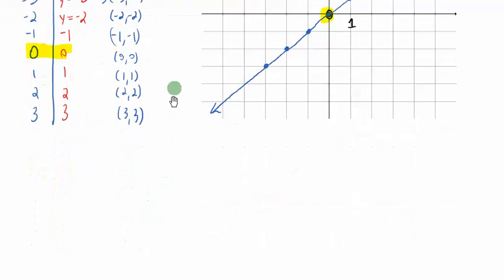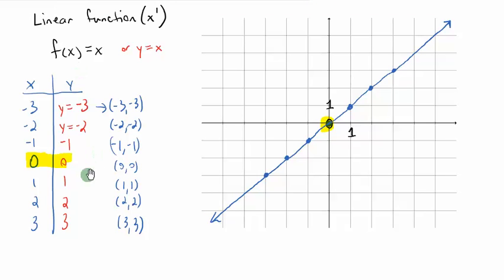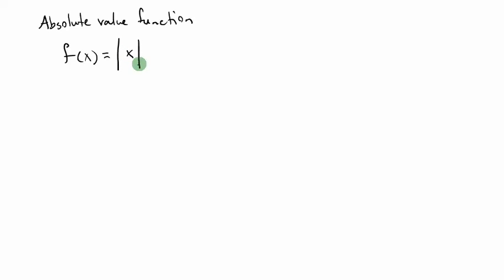Now we look at a similar function. It's called the absolute value function. And absolute value is indicated by these vertical bars around whatever you want to take the absolute value of. These vertical bars, by the way, are on a keyboard, usually above the enter button. It's the same button as backslash, okay?